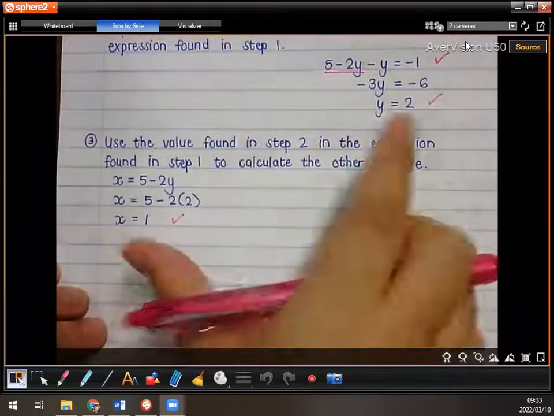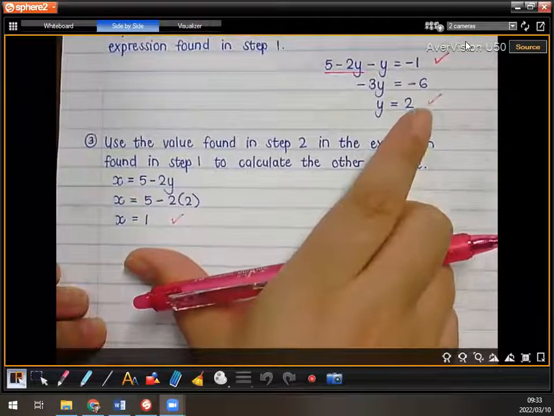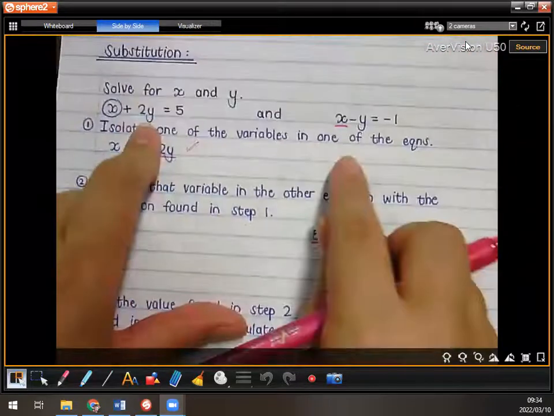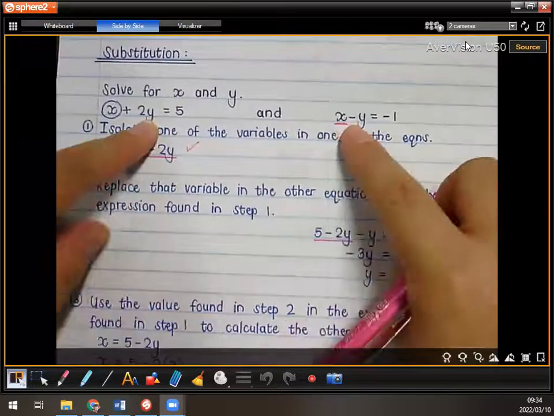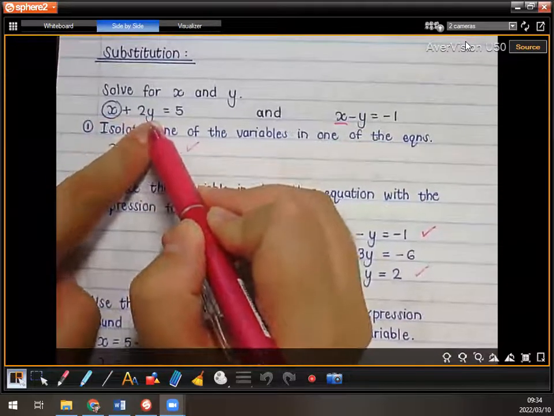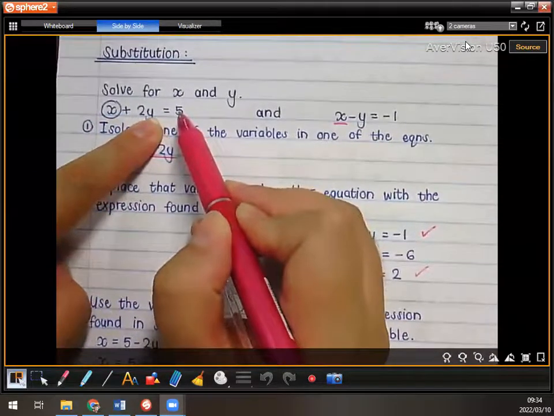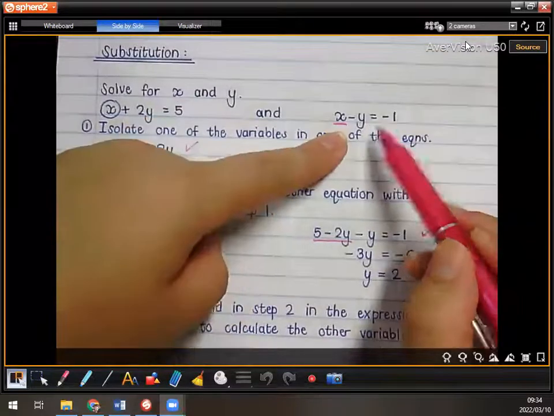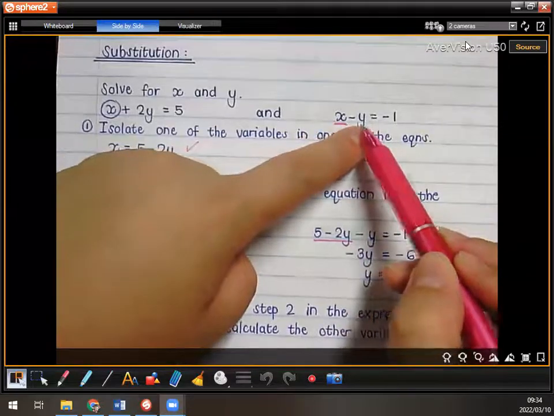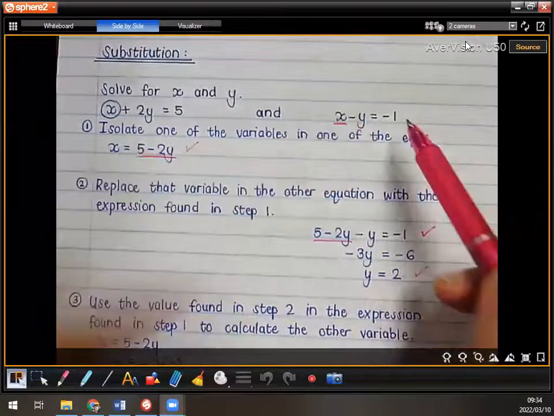So guys, that means that these two values, if x is 1 and y equals 2, will make both of these equations true. Let's check quickly. x is 1, so that's 1 plus 2 times 2. Does that equal 5? Yes. All right, let's check for this one. x is 1 and y is 2. 1 minus 2, that is negative 1.